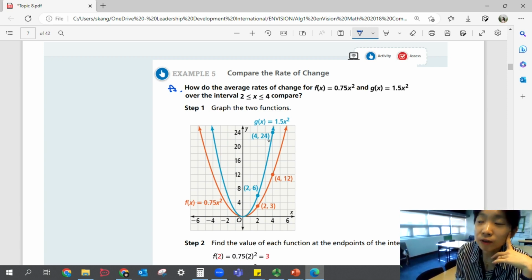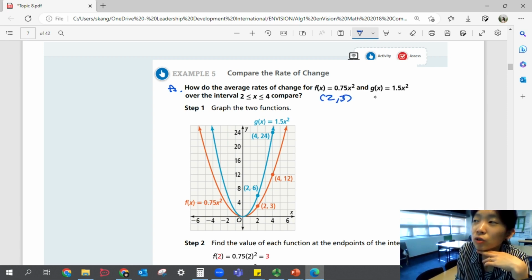So we're going to first graph two functions. Okay? You know how to graph. Make a table of values, put the points, and then graph it. Put a curve that goes through all the points. Okay, and then you'll see when x is 2 on the 0.75x squared function, so the f of x function, which is the red one, it's going to be 3. So that's 2 comma 3.